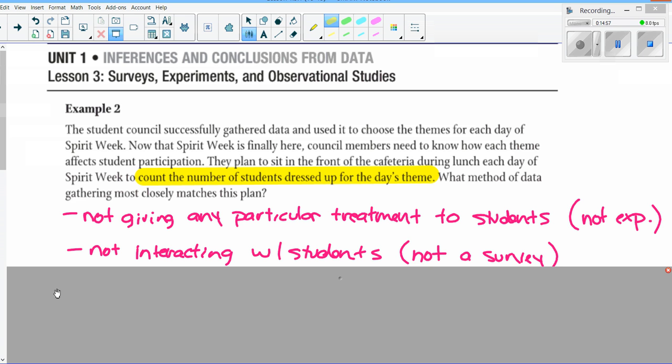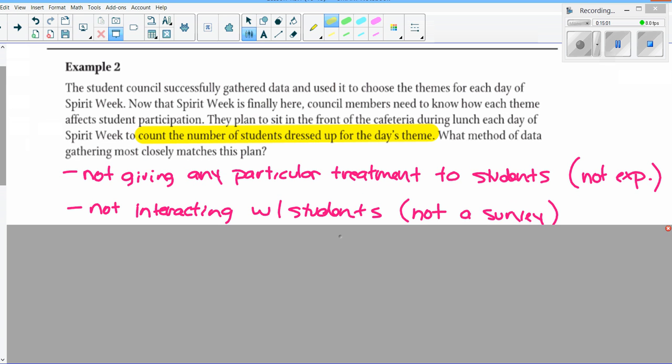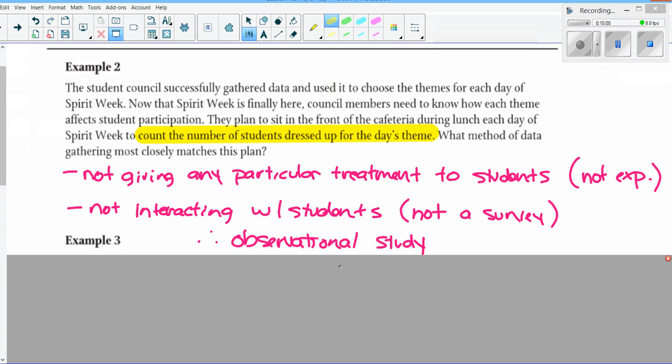They're not interacting with students, which is why we would say that this is an observational study. So because they're not interacting with students, it's not a survey. They're just observing, they're counting. So it's an observational study. Okay. So again, pause where you need to, copy any of that down.